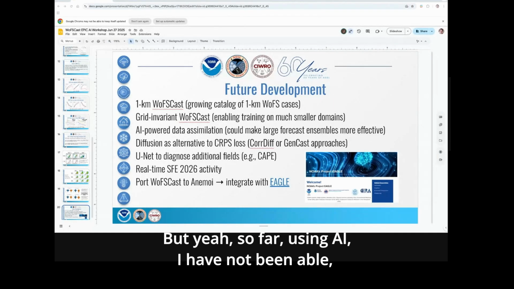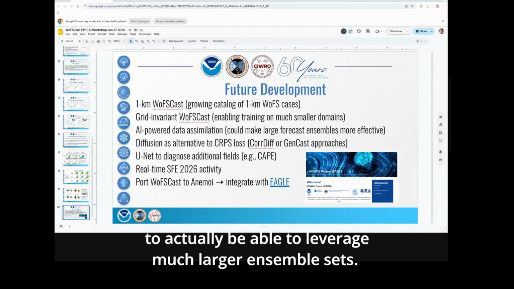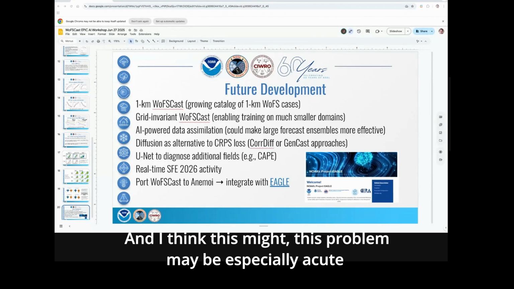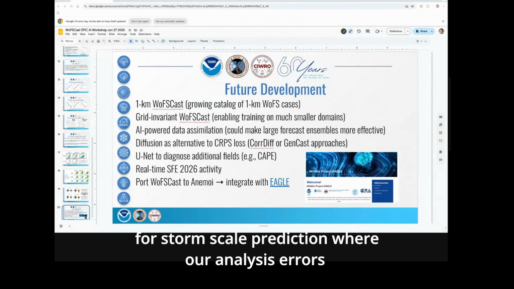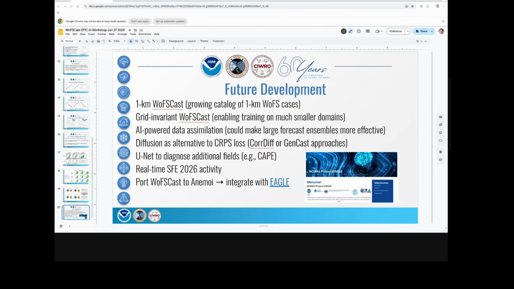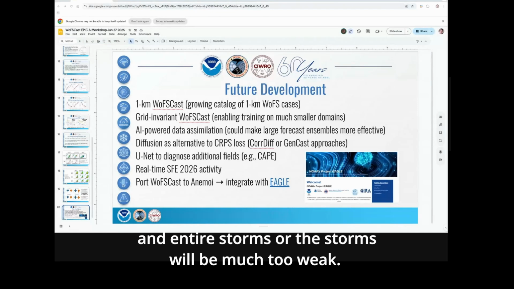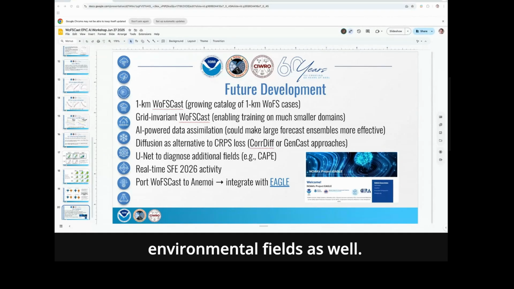But yeah, so far using AI, I have not found a way to leverage much larger ensemble sets. And I think this problem may be especially acute for storm scale prediction, where our analysis errors are locally going to be quite severe. Like occasionally the analysis will be missing entire storms, or the storms will be much too weak. And then that can impact the surrounding environmental fields as well.